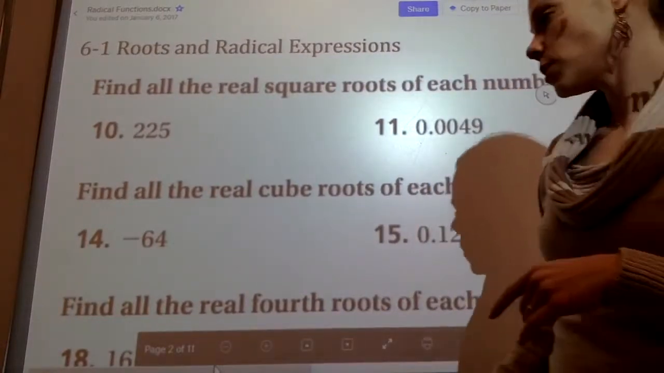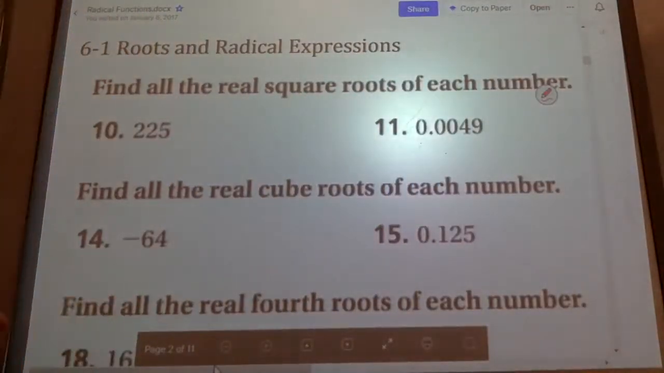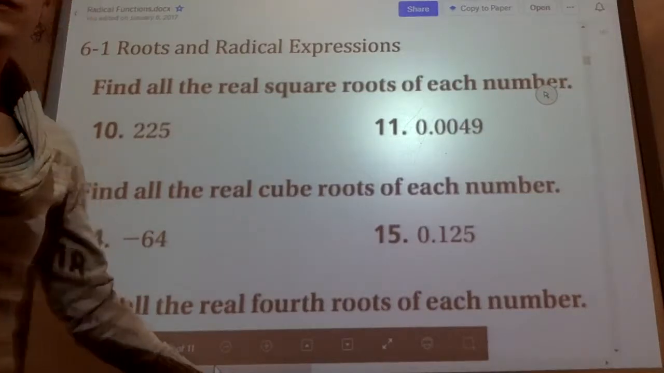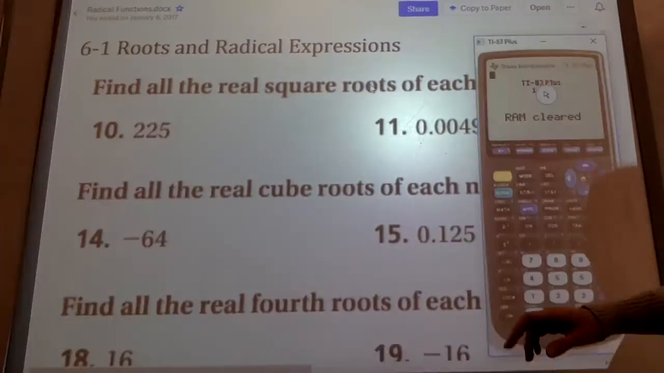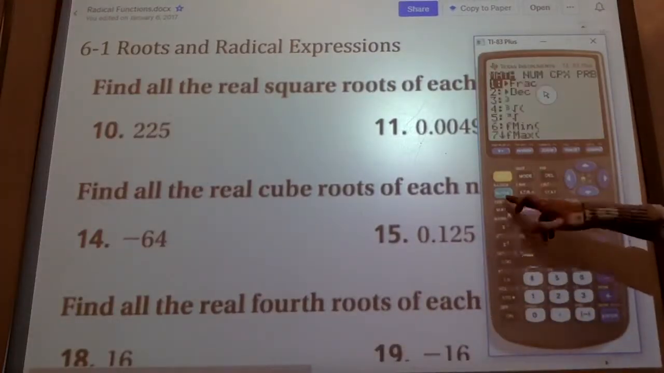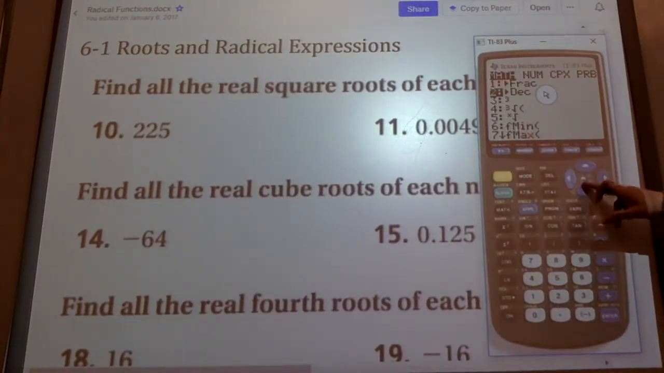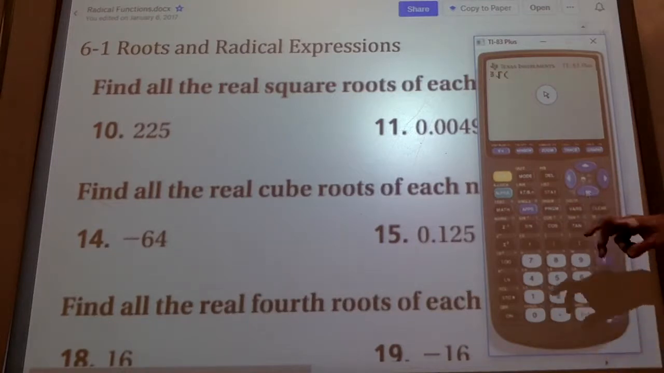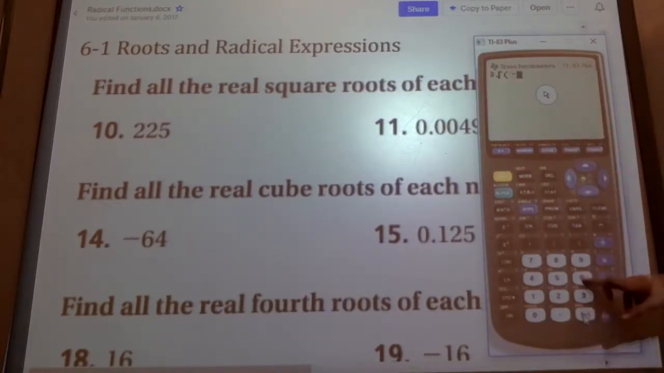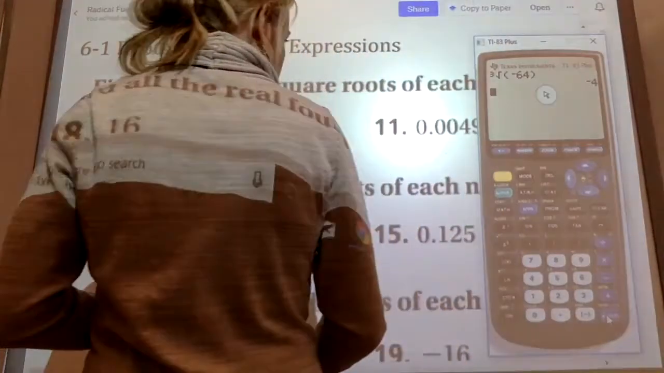What is the cube root of negative 64? Do you guys know how to do a cube root on your graphing calculator? To do cube roots, you go math, and it's number 4 here, cube root. So you push enter, and then I can put in negative 64. And I get negative 4. Okay? So try 0.0049. What's that one?